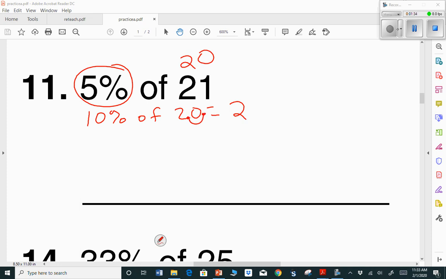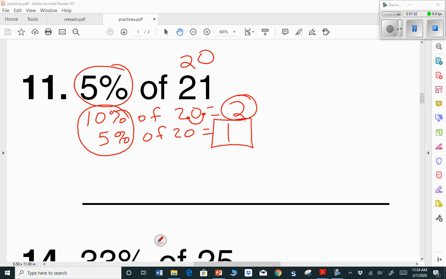So if 10% of 20 is 2, well, 5% is half as much as 10%. So 5% of 20 has to equal half of that number. So 5% of 20 is 1. Now, you probably already discovered I can't just give you a formula for how to figure these questions out. You have to think about each one individually and how you're going to best attack it.